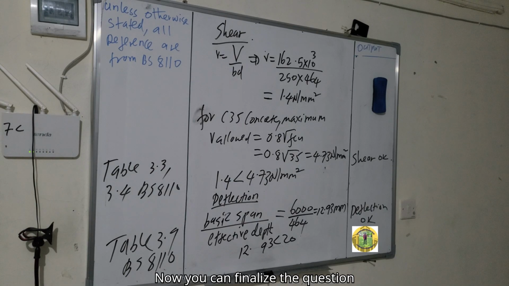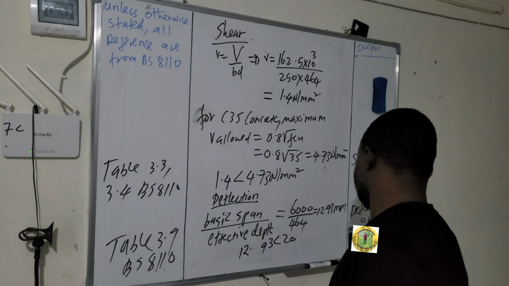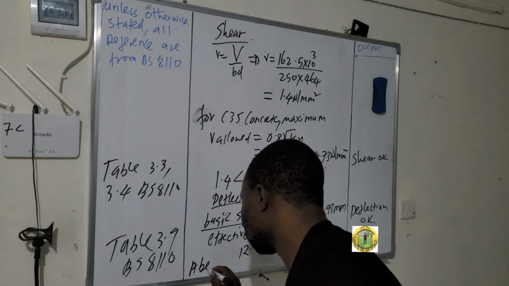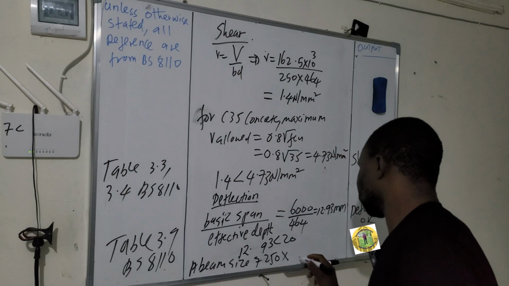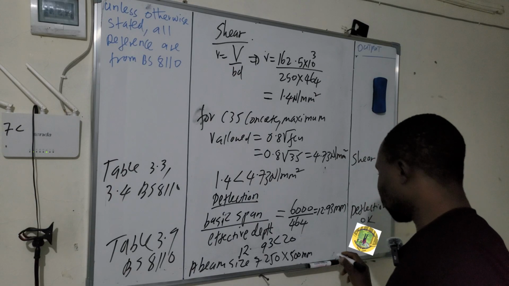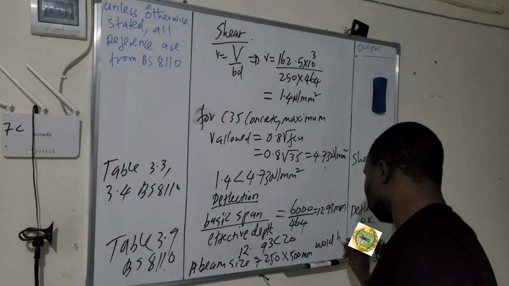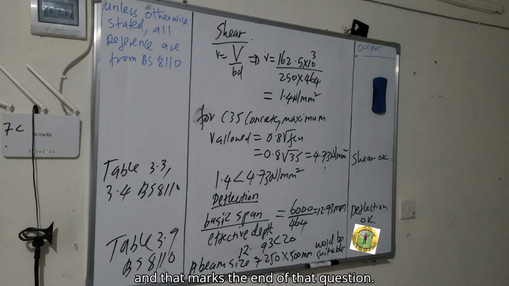Now you can finalize the question by saying that a beam size of 250 by 500 millimeter deep will be suitable. And that marks the end of that question.